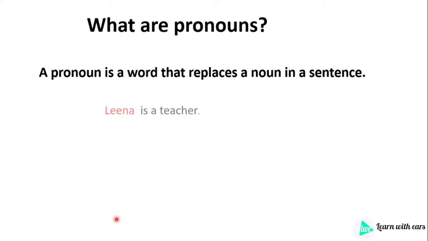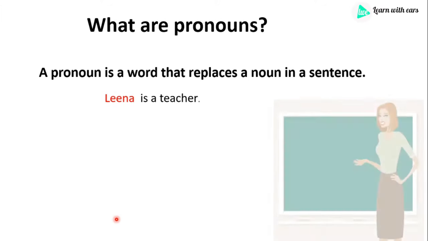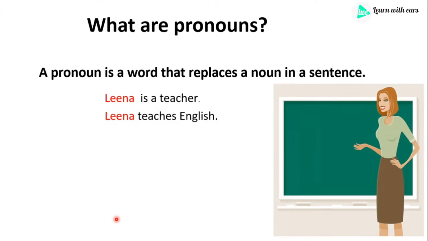For example, Lena is a teacher. Lena teaches English. Lena's teaching style is amazing. So here you can notice in all three sentences, we are using the same word, Lena, Lena, Lena. We are repeating the word and it seems boring. Okay, Lena is the name of a person. That means Lena is a noun. And we know if we want to replace a noun, we have to use a pronoun.